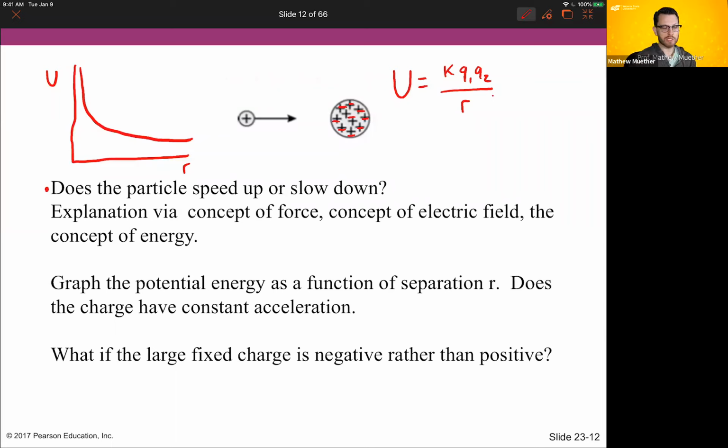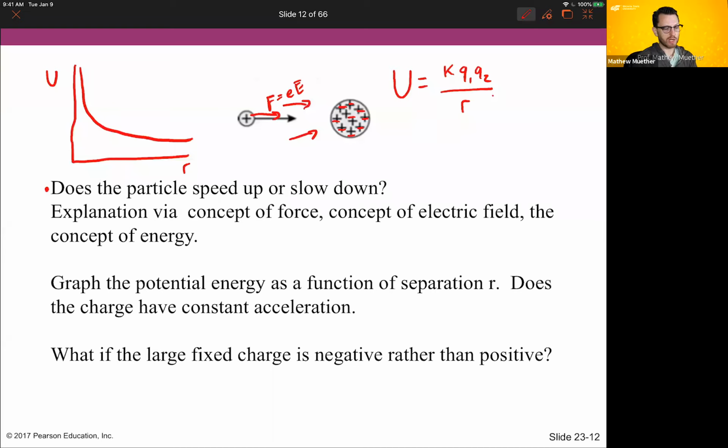We can also explain it with the electric field. There's a field that points inwards towards this negative charge. That means that this guy is going to experience a force that's equal to its charge times the electric field. It's going to point towards that negative charge. That's going to establish this force and the acceleration that's going to speed it up.